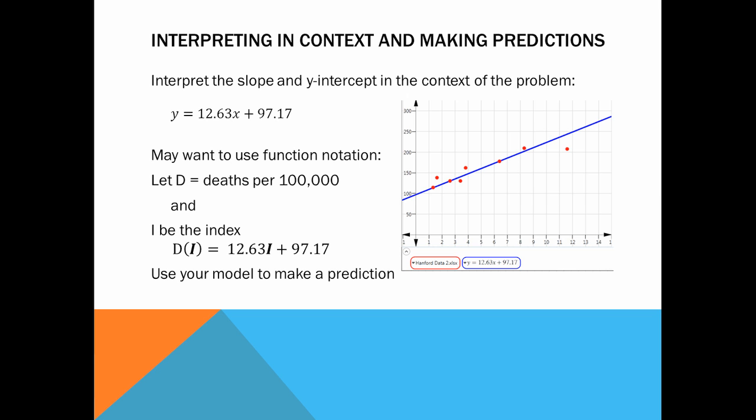You can do things like interpret the slope and the intercept of this model in context. So for example, if I think about that 12.63, that's the change in the dependent variable over the change in the independent variable. So we might say as the index increases by 1, the number of deaths per 100,000 increases by approximately 12.63. And the y-intercept is if the index is 0, how many deaths due to cancer will we have per 100,000 people? That would be 97. So I would use this as an opportunity for students to write their ideas down. It gives them an opportunity to think about how slope and intercept have these geometrical interpretations, but they also have contextual interpretations if your data is real world data and your model is representing that data.